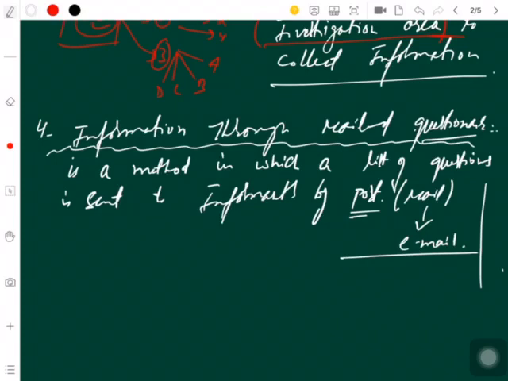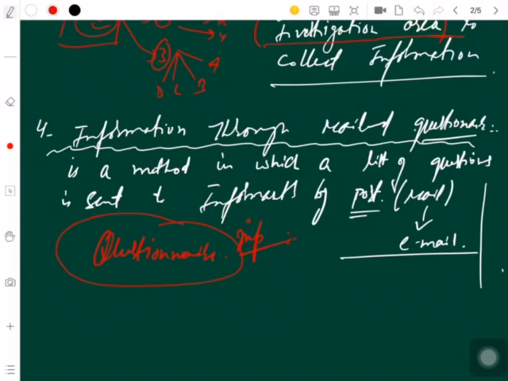And this word questionnaire, when I am saying the word questionnaire, this is the most important thing I am talking about. Primary data and secondary data, then questionnaire. This is one more most important thing. I'll take it in detail just in a minute or two.